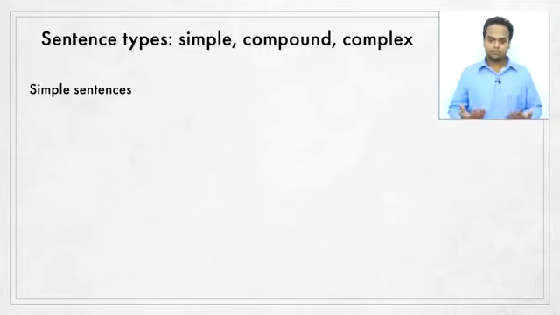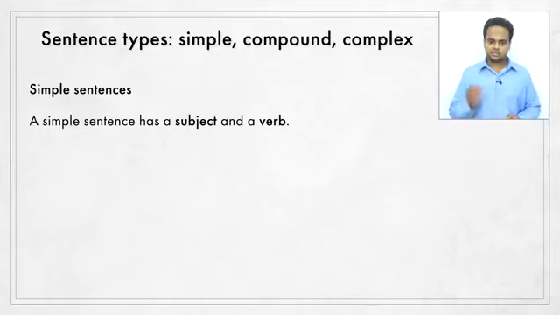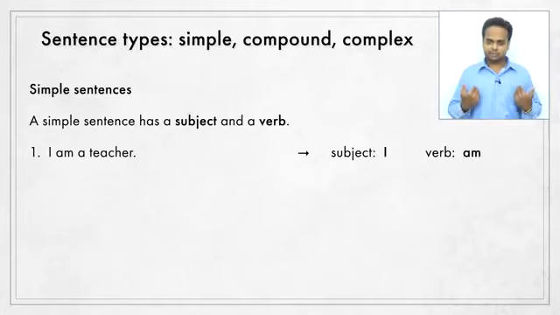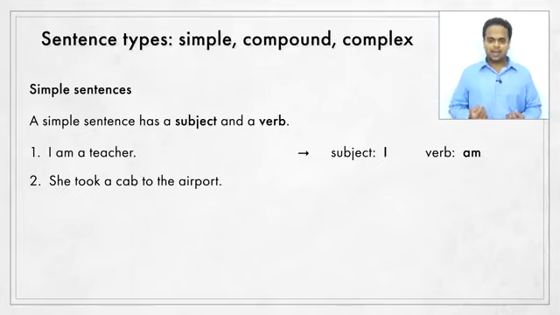So what is a simple sentence? A simple sentence is just a sentence that contains a subject and a verb. For example, I am a teacher. Here the subject is I and the verb is am. Here's another one. She took a cab to the airport. Can you identify the subject and the verb here? The subject is she and the verb is took.